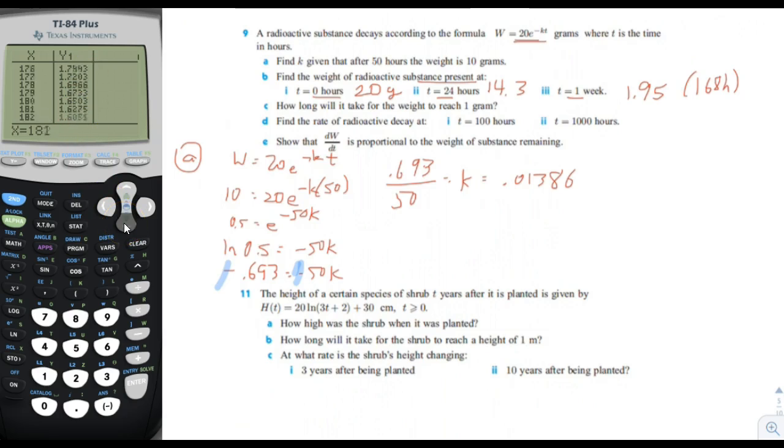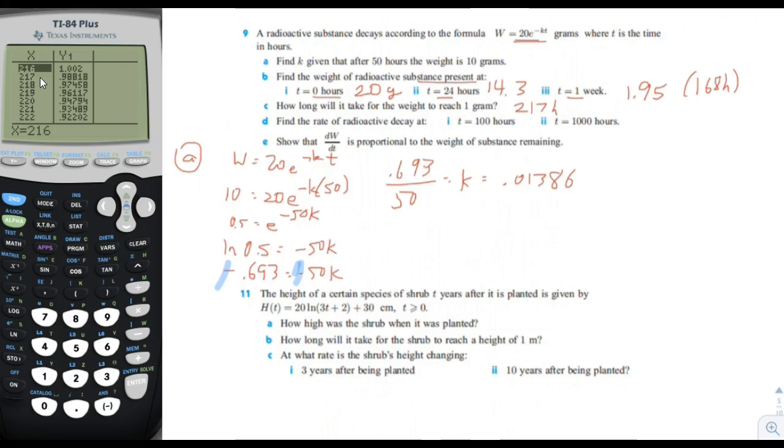One of the ways you can check to see how long it takes to get to 1 gram is you just keep going down and down and down until you see the Y get to, oh, there it went, 1 gram. So 217, and it reaches 1 gram at 217 hours. Okay. And then find the rate of radioactive decay at t equals 100 hours and 1,000 hours.